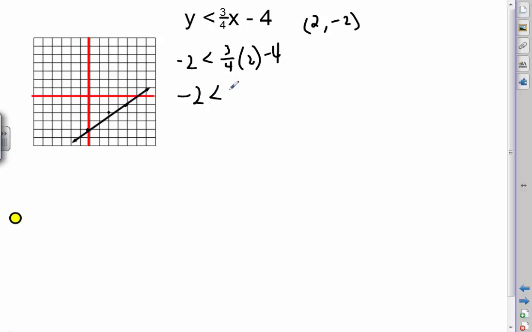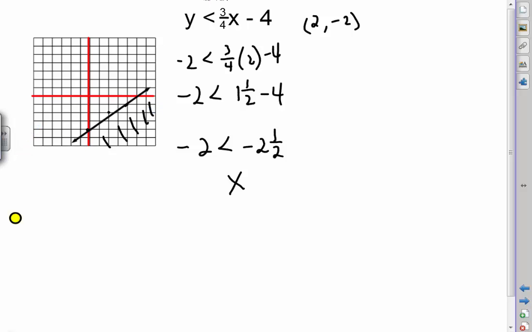-2 is less than, and you can do this with your calculator if you choose to, 1.5 minus 4. -2 is less than -2 1/2. Is -2 less than -2 1/2? No, it's not. So we come over here and we tested this side, but we got a false statement. That means that we shade this side.